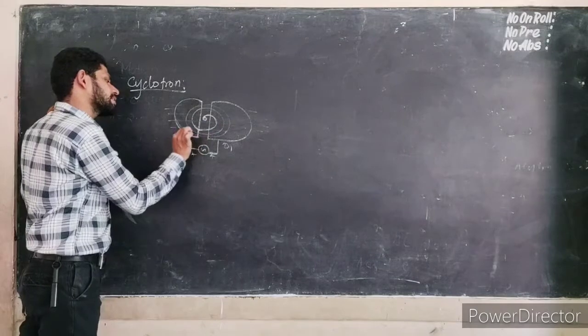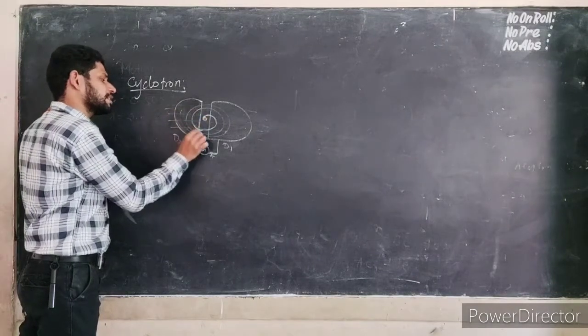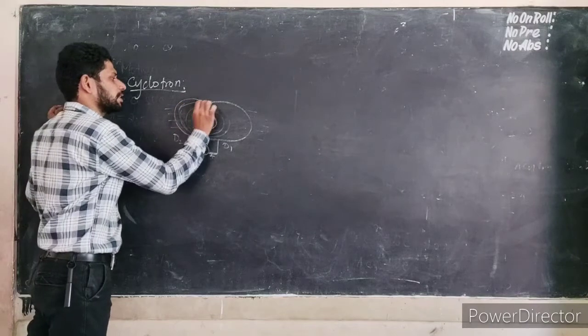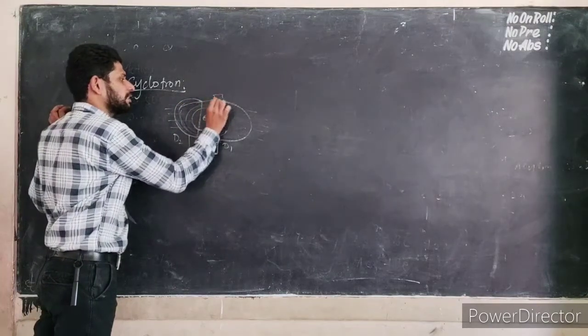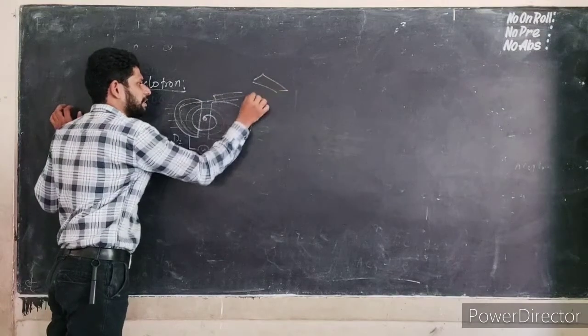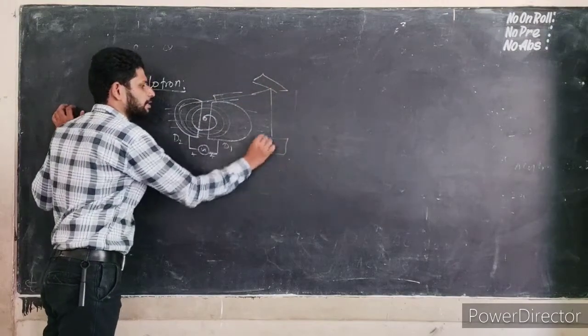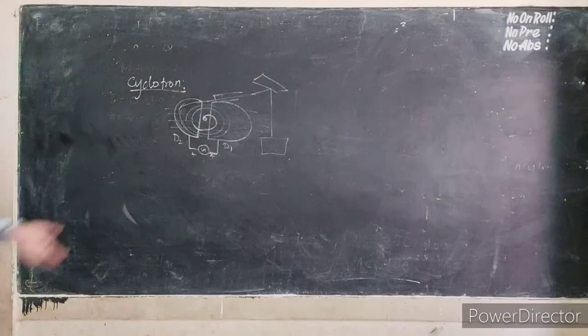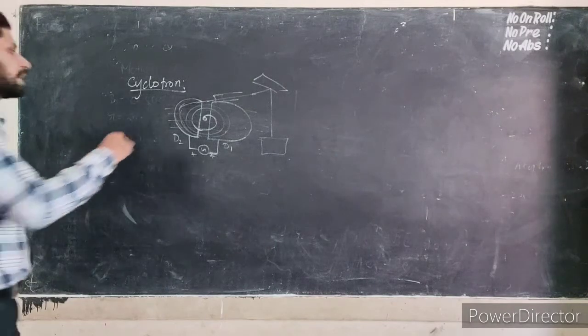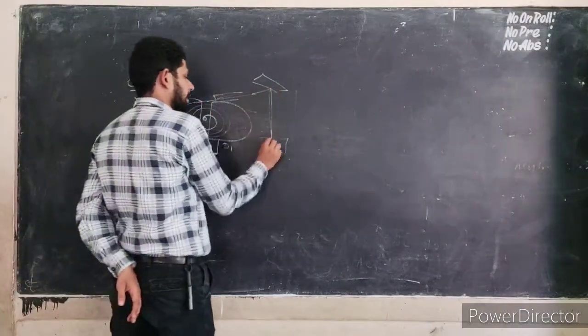When the radius increases, the velocity of the particle also increases. When it comes out of the disc, it will be deflected by the deflector plate and captured by some material. Once it reaches near the edges, it is taken out with the help of the deflector plate and allowed to hit the target.